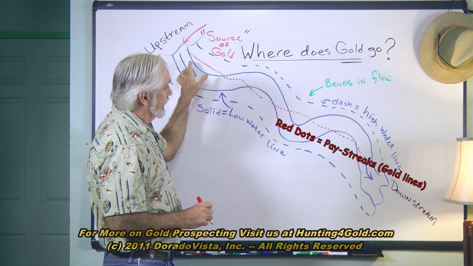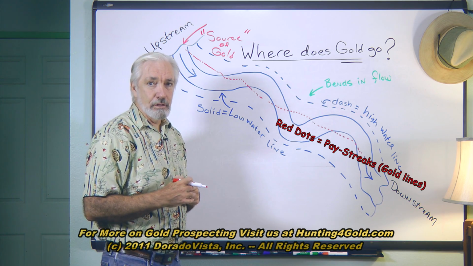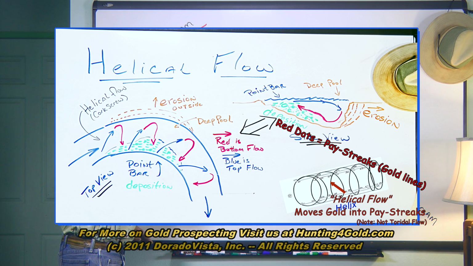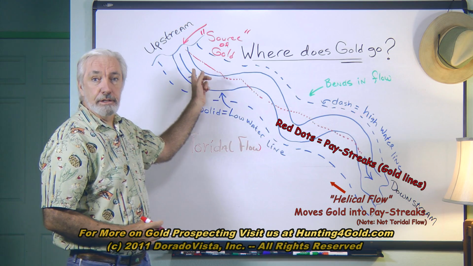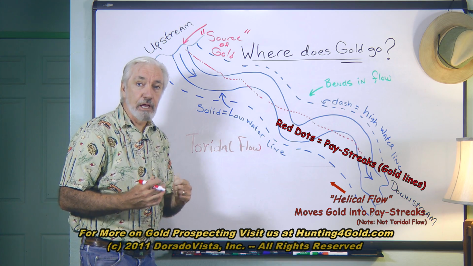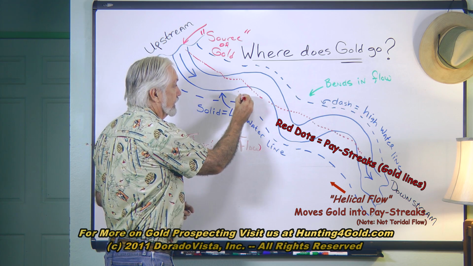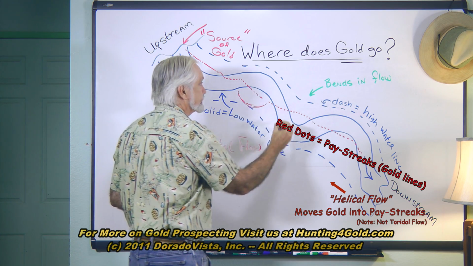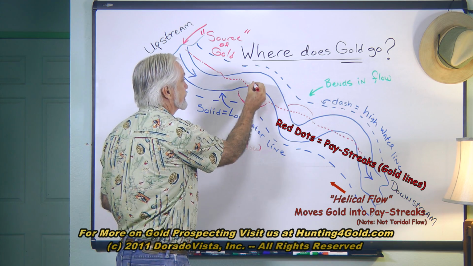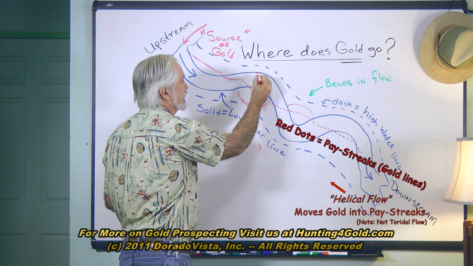The pay streak primarily follows this kind of line because of how the water turns a corner. Helical flow will cause the water to sweep the gold into neat lines. It'll also affect how cobbles and boulders form on the shoreline. Primarily, it sweeps them into nice little piles right in these areas. So wherever there is a bend, the inside of the curve is slow, and the outside is fast.